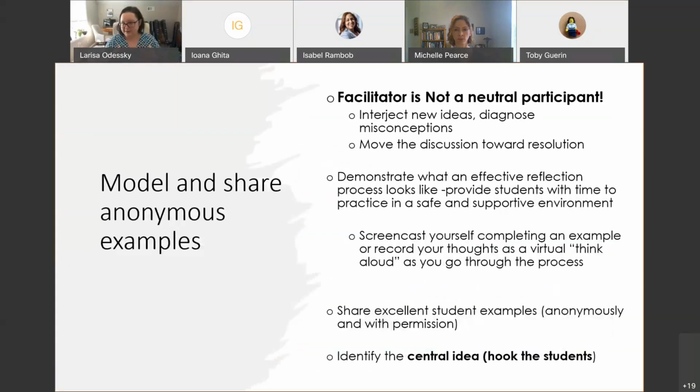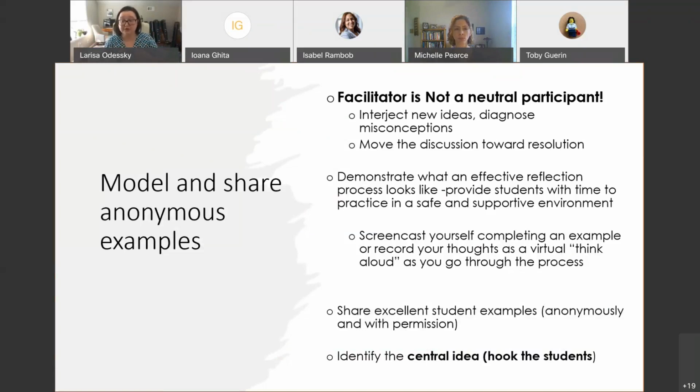So facilitators, and this really goes with the group reflections more than individual reflections, because we can fall into this habit. We are not a neutral participant in this. Our job is to interject new ideas and diagnose misconceptions. And we need to move those discussions, whether between just the student and us or the group, towards a resolution, not just leave them hanging.